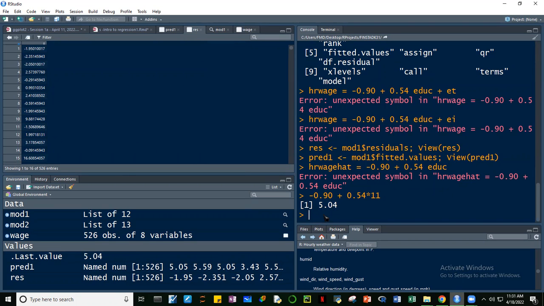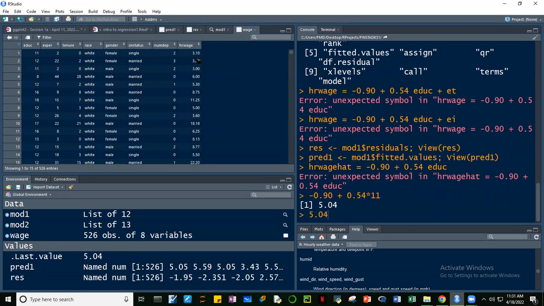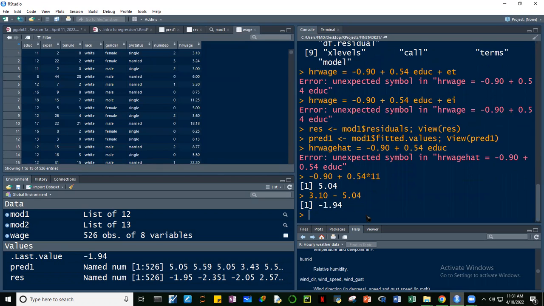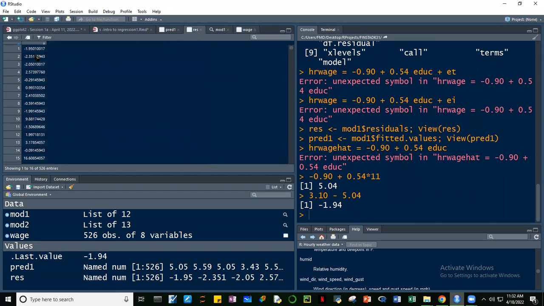Ito yung predicted, no? Ano ba yung actual value? Wage natin. Ang actual value natin is 3.1. So actual value is 3.10 minus, ito yung predicted value, 5.04. Therefore, ang residual natin around negative 1.94.